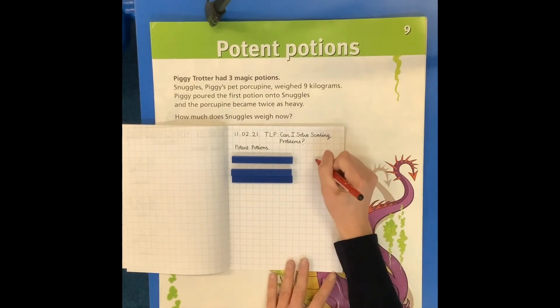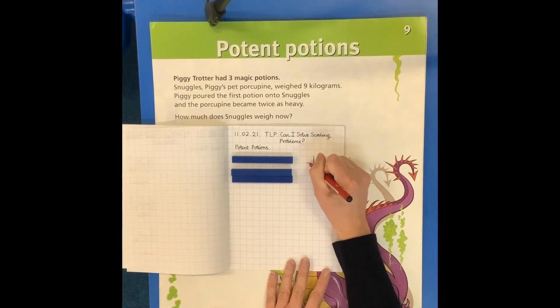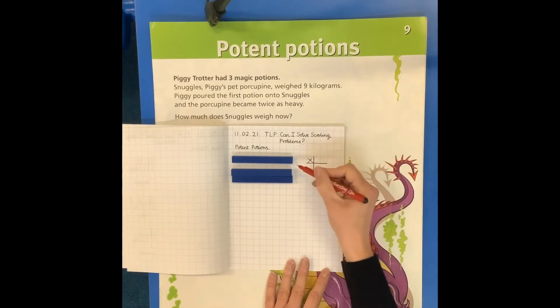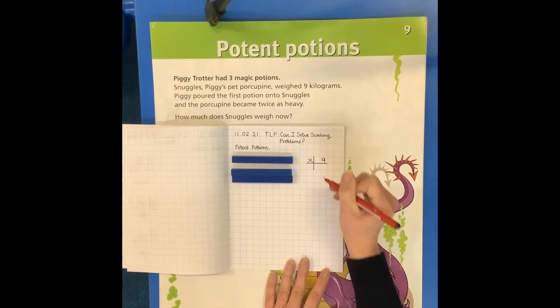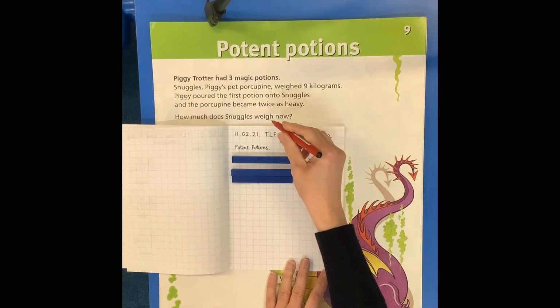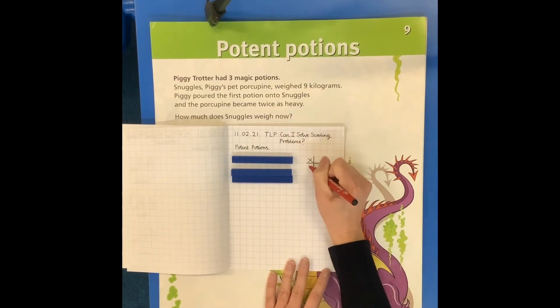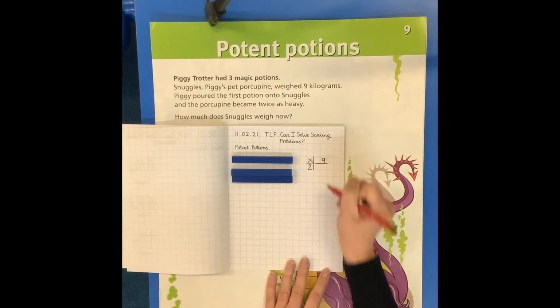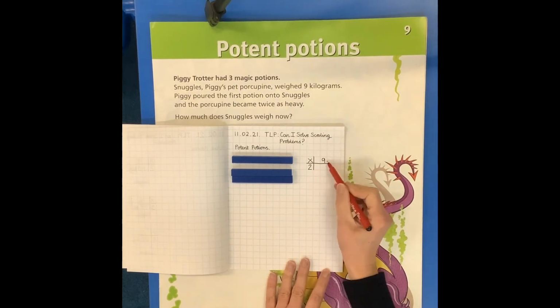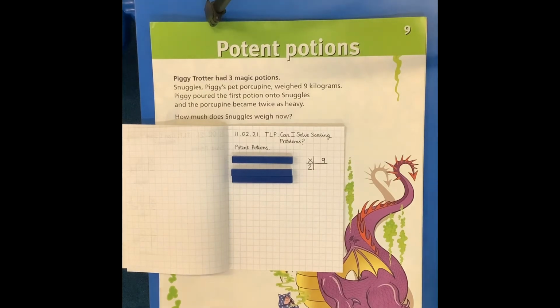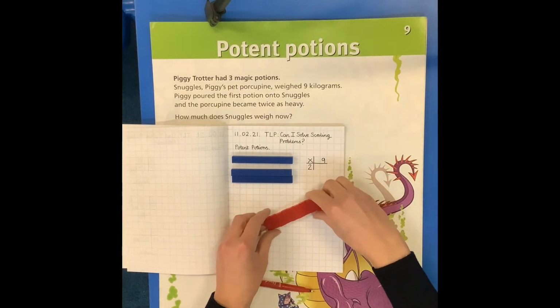So we're going to set out our problems today using the good old grid method. So we're multiplying. The original weight of Snuggles is 9, so we're talking about groups of 9 times 9. Twice as heavy means after the magic's happened, it's 2 times 9. I've proved to you many times before that you can swap these numbers over and get the same answer. I'm going to do that now using my Cuisenaire.